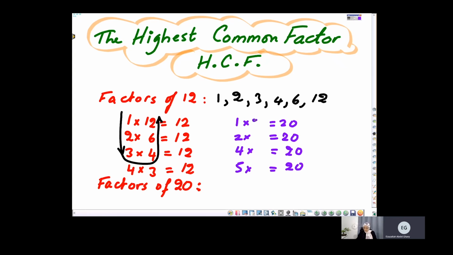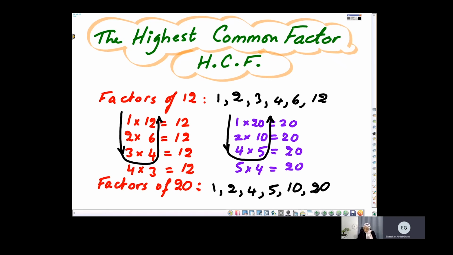1 times how much? 20. 2 times how much? 10. 4 times how much? It's 5. 5 times how much? It's 4. Oh, we started repeating. Okay, you drive your car like that. Vroom, vroom, vroom. And start writing them in order. 1, 2, 4, 5, 10, 20.